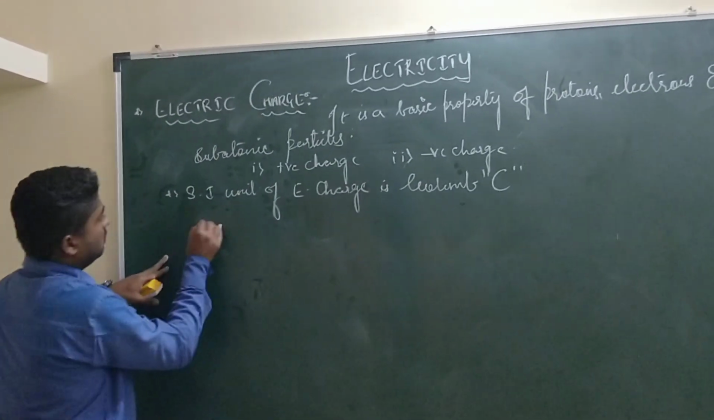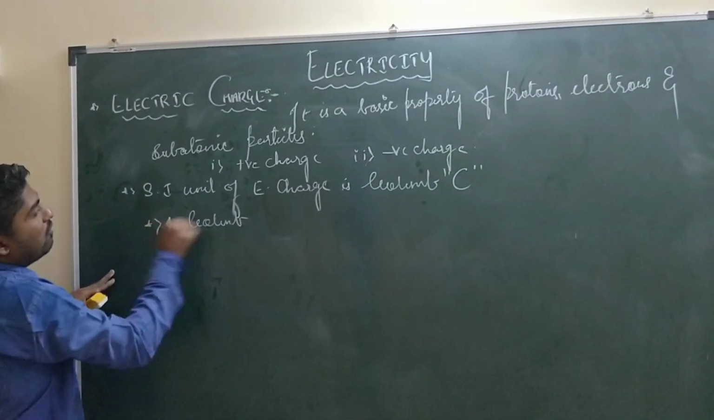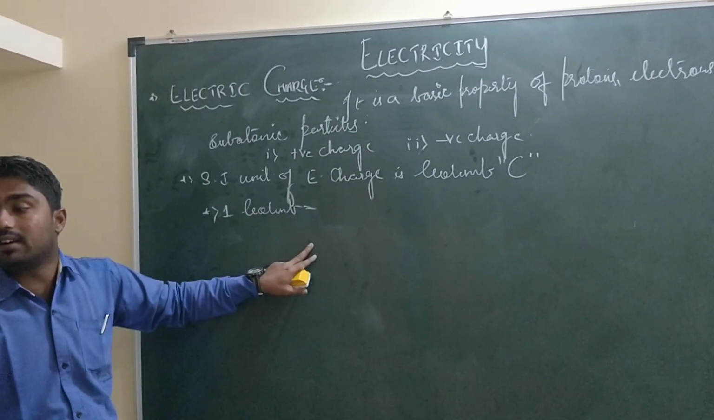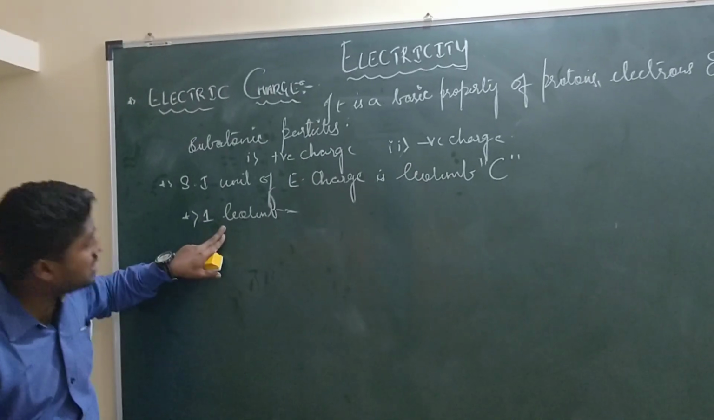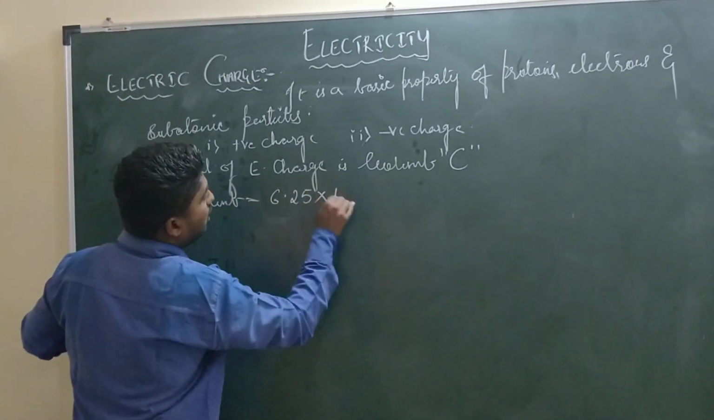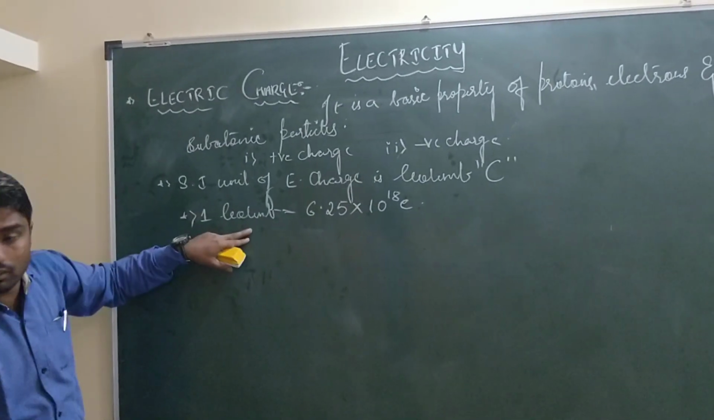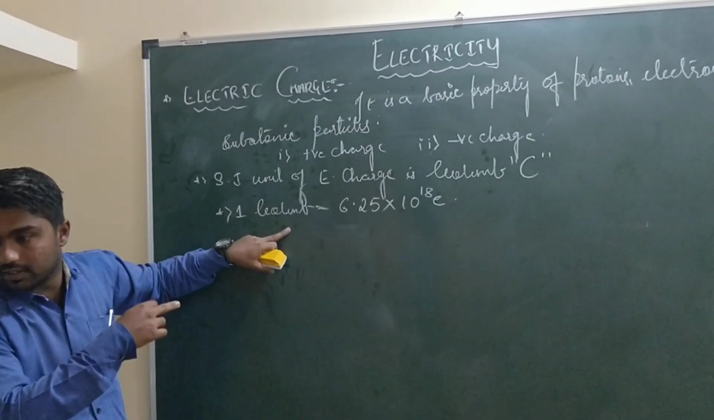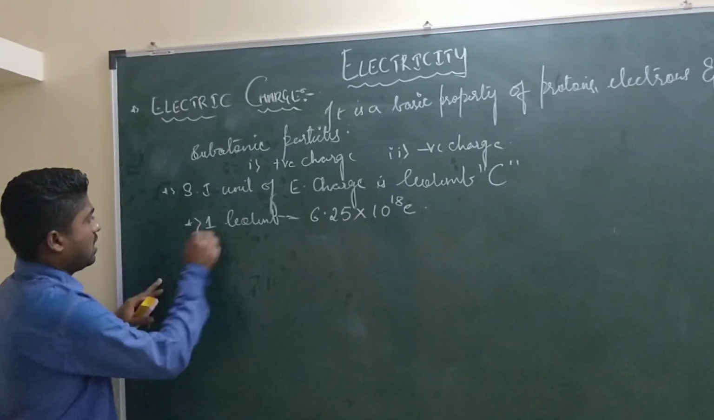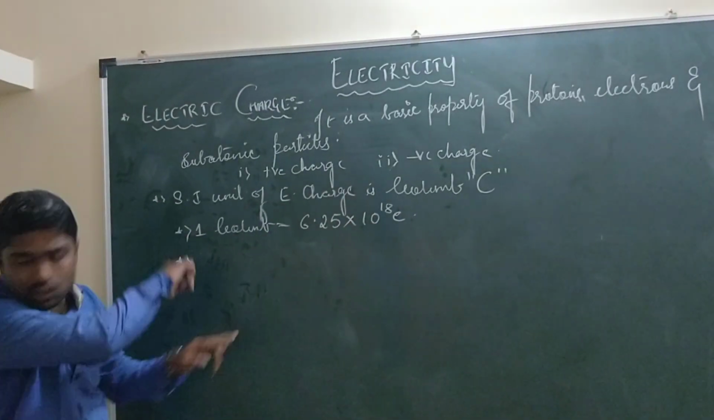Now, what is the value of one coulomb here? One coulomb is equal to 6.25 × 10¹⁸ electrons. It's important. You have to remember it here. By solving, you will get this. One coulomb is equal to 6.25 × 10¹⁸ electrons, and 6.25 × 10¹⁸ electrons is equal to one coulomb.